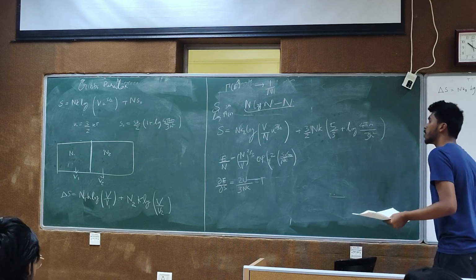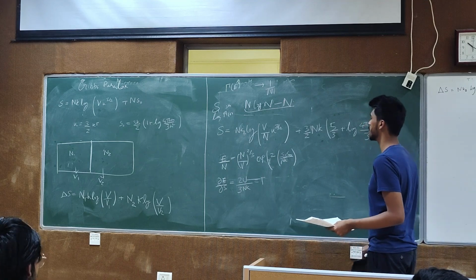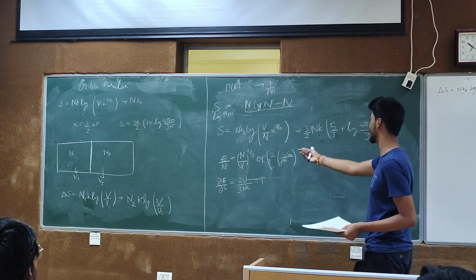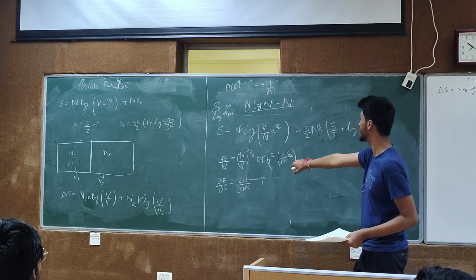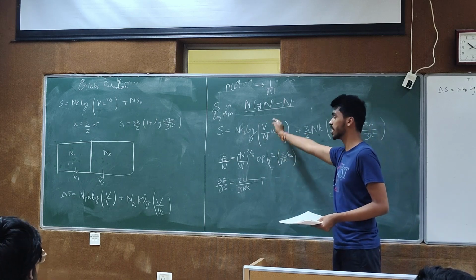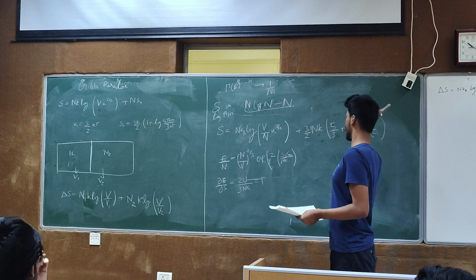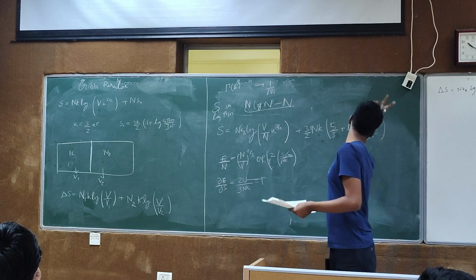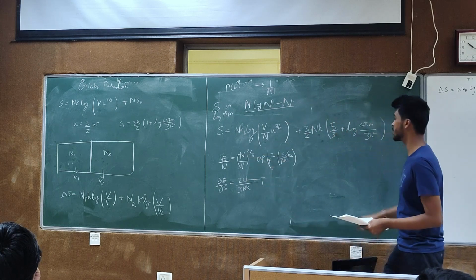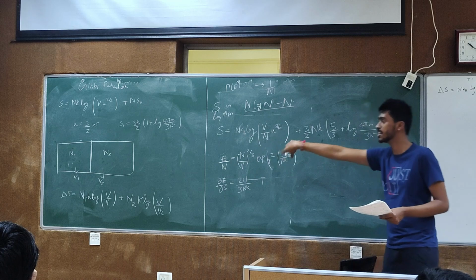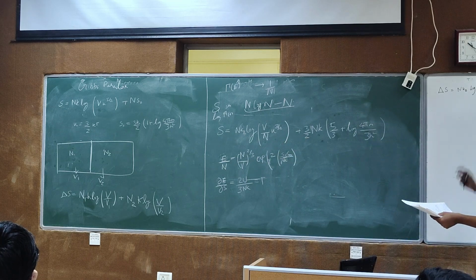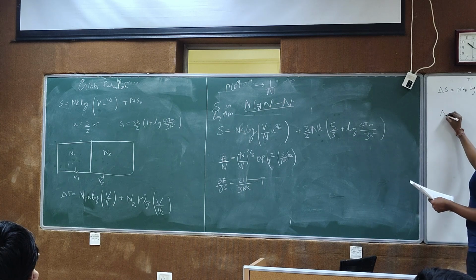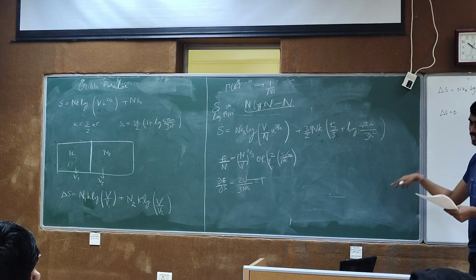Now, if you have the same gas on both sides, your V by N remains the same both initially and finally. In this case, your V by N was changing from V1 by N to V2 by N, but if you have the same gas, your V by N remains the same because the density is remaining the same even if you remove the partition. So in this case, you can see that your delta S would be zero if both gases are the same.